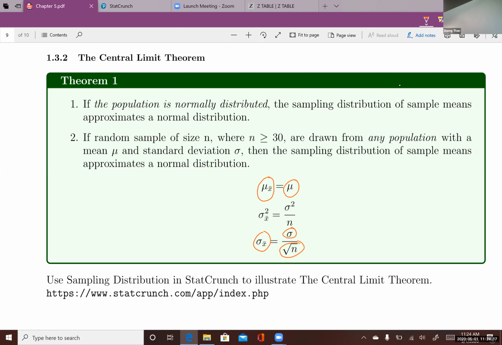And if you want to talk about the variance, the variance of the sampling distribution of the sample means is the same as the variance of the population divided by n. So these are the relations between the population distribution and the sampling distribution with regard to the sample size.